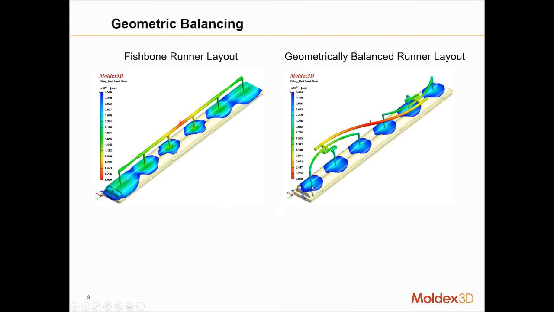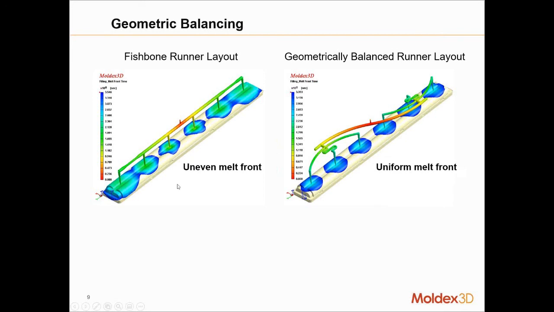Ultimately, when we run our level 1 analysis, which is just the gates with no runner system applied, we're just assuming that the melt is being delivered directly to our gates without any sort of inhibition by the runner system. But we always want to make sure that we're maintaining that assumption by building our runner system appropriately. And the first consideration is always geometric balancing, making sure that the flow length is equal to each gate.